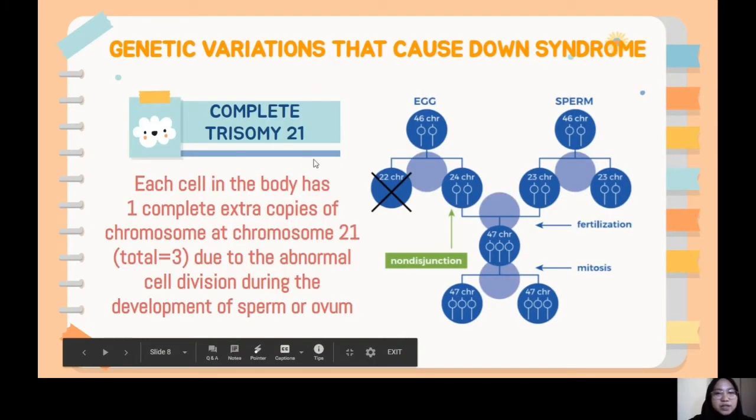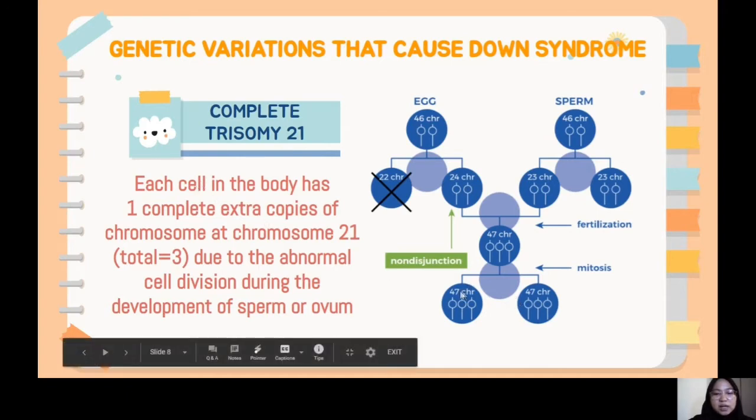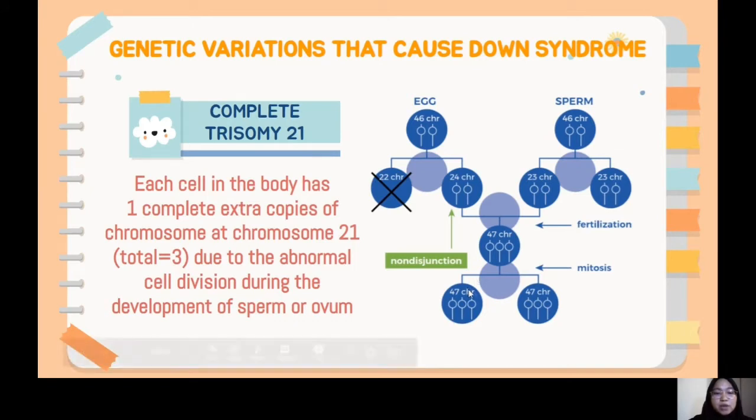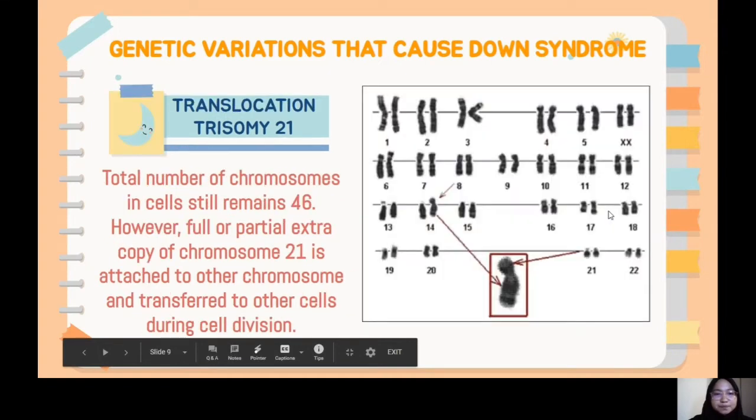There are 3 genetic variations that can cause Down syndrome. First is complete trisomy 21. This is the most common form of Down syndrome. This is called complete because in each body cell, they have one more extra copy of the chromosome, making a total of 3 chromosomes. This happens due to abnormal cell division during the development of sperm or ovum.